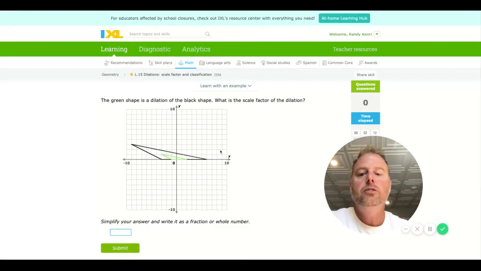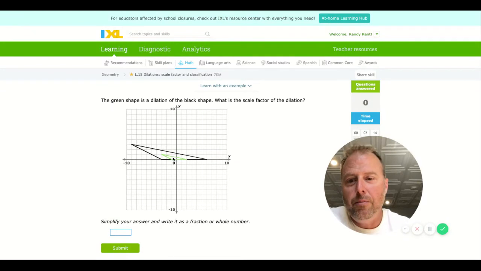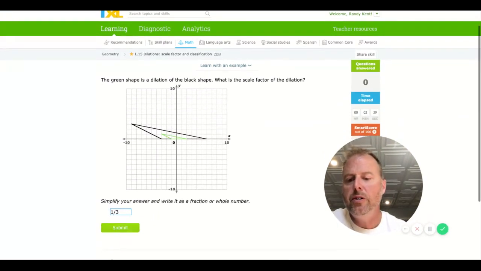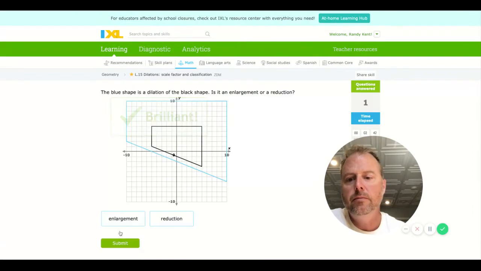Okay, so let's try this. The green shape is a dilation of the black shape. So we're going from the black to the green. So we're going from bigger to smaller. So what is the scale factor of the dilation? So I'm going to look at this corner here. It looks like it's at -3, 0, and it goes to -1, 0. So how do you go from -3 to -1? Well, you do that by dividing by 3. So let's see if this works. So I'm going to do 1/3 as my scale factor.